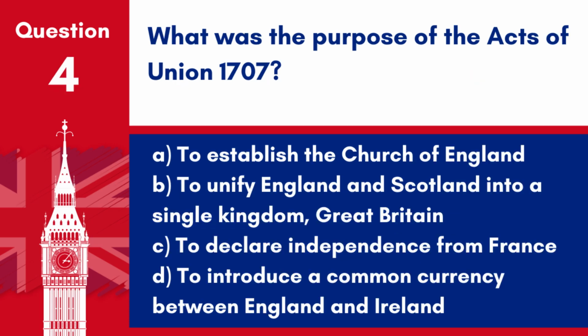Question 4. What was the purpose of the Acts of Union 1707? A. To establish the Church of England. B. To unify England and Scotland into a single kingdom, Great Britain. C. To declare independence from France. D. To introduce a common currency between England and Ireland.